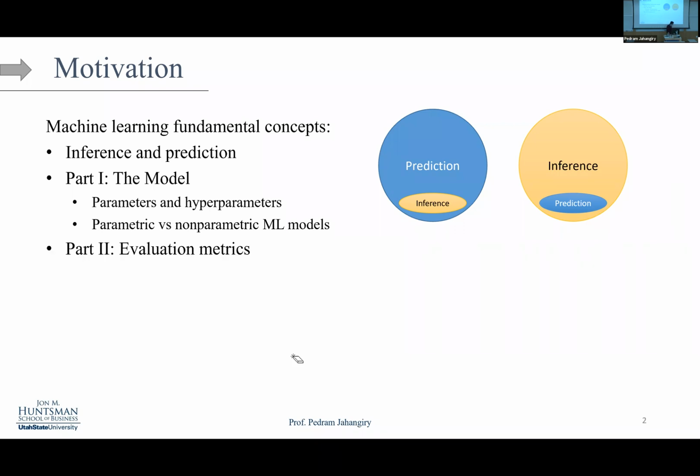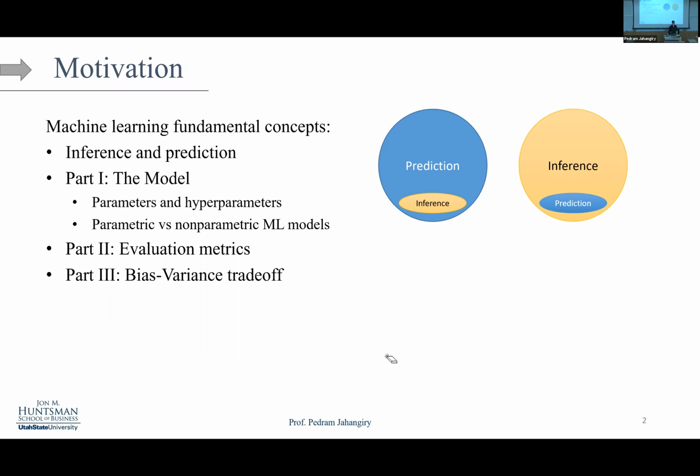Then in the next part, we will discuss evaluation metrics. For example, at the end of the day, if I have a regression analysis, how can I compare two models, right? In econometrics, we know that we can look at adjusted R-square. But in machine learning, what are the other tools? What about classification, right? So we're going to cover these things as well.